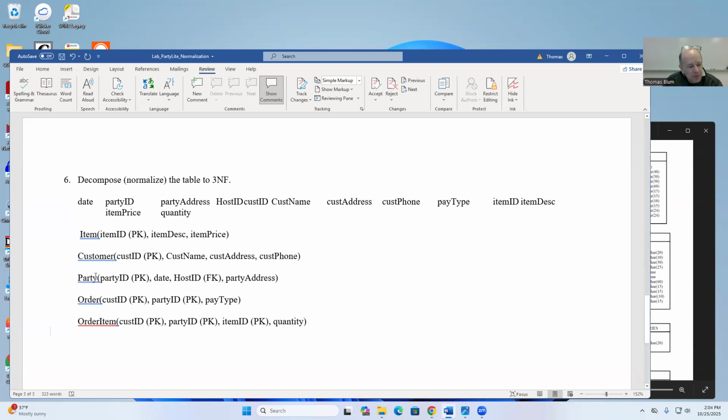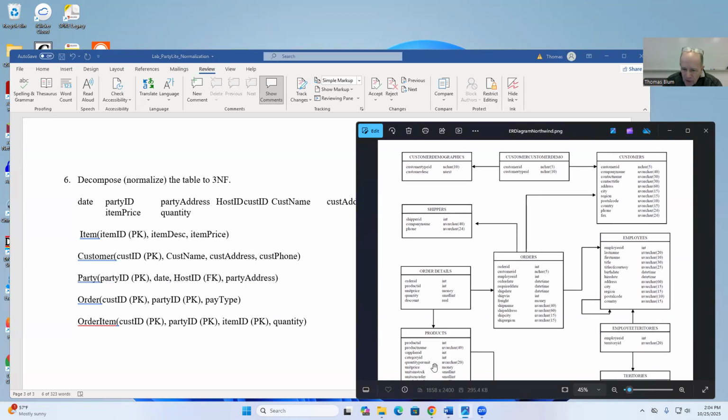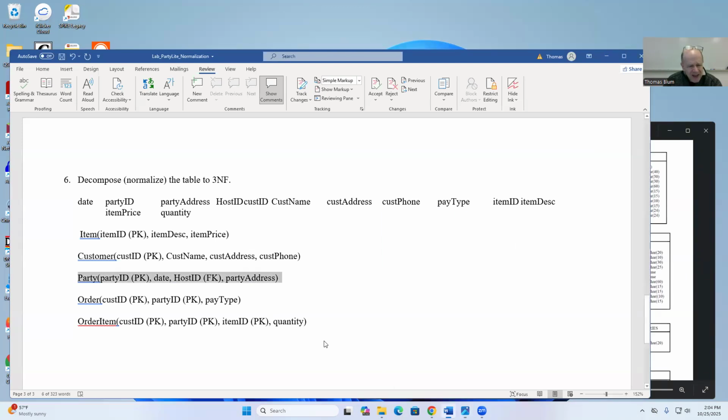So mostly we reproduced this with adding in a party entity. A party had a relationship to an order, then an order was taken at a party, and party had a relationship to customer. That there's a customer who hosts the party. I think we have all of our relationships intact. And I think we'll call it there. Thanks for your attention.